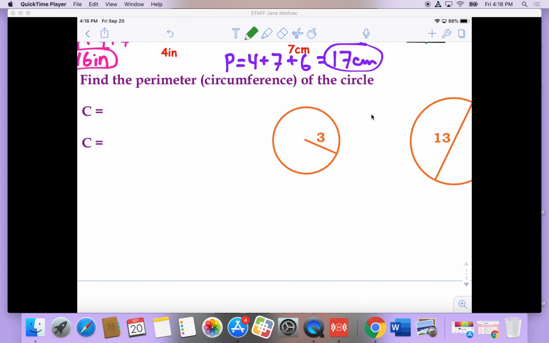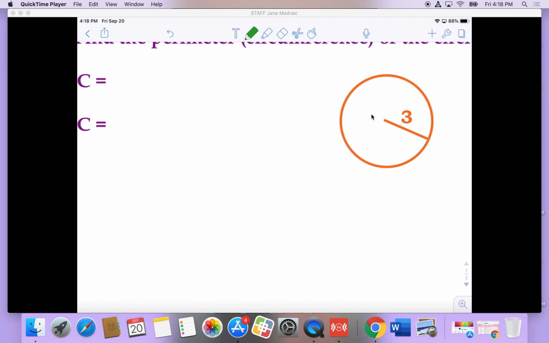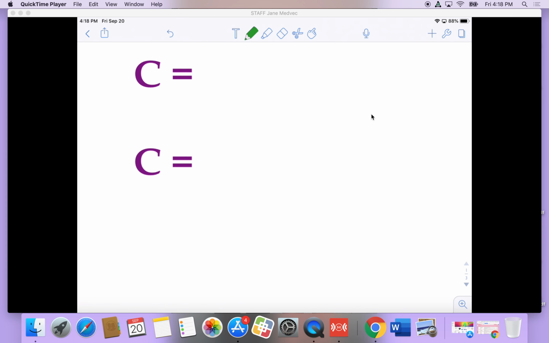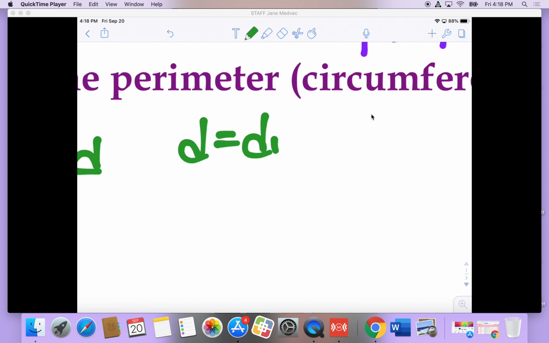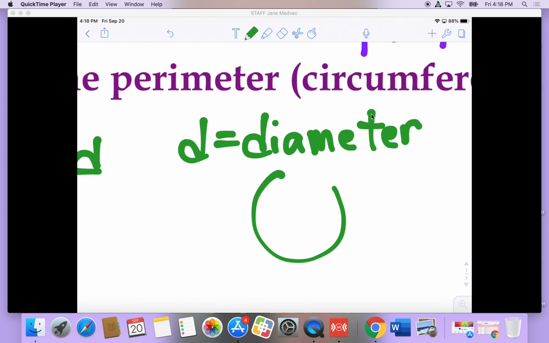Now, circles are different. The perimeter of a circle is really called the circumference. And there's 2 formulas that we use when we do this. One of the formulas is C equals pi d, where d is the diameter. And when I look at the diameter on a circle, what that means is it is one side of the circle to the other side of the circle, and you go through the center. Okay, that would be the diameter, that whole piece.